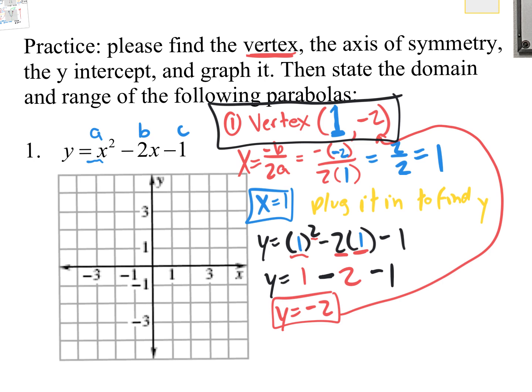So right now, let's graph the coordinate (1, -2). So 1 on the x, -2 on the y. Let's put a dot right there. And that is your vertex, okay?